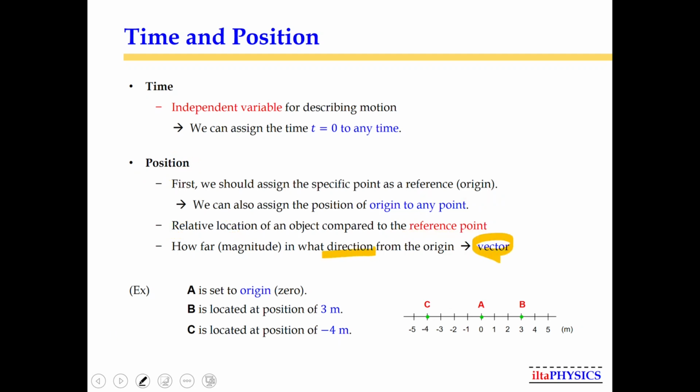For example, imagine 3 points A, B, and C on a number line. If we take point A as the origin, then B is at plus 3 meters and C is at minus 4 meters. That's how we define position. That's all there is to it. It's not so different from what you're already thinking.